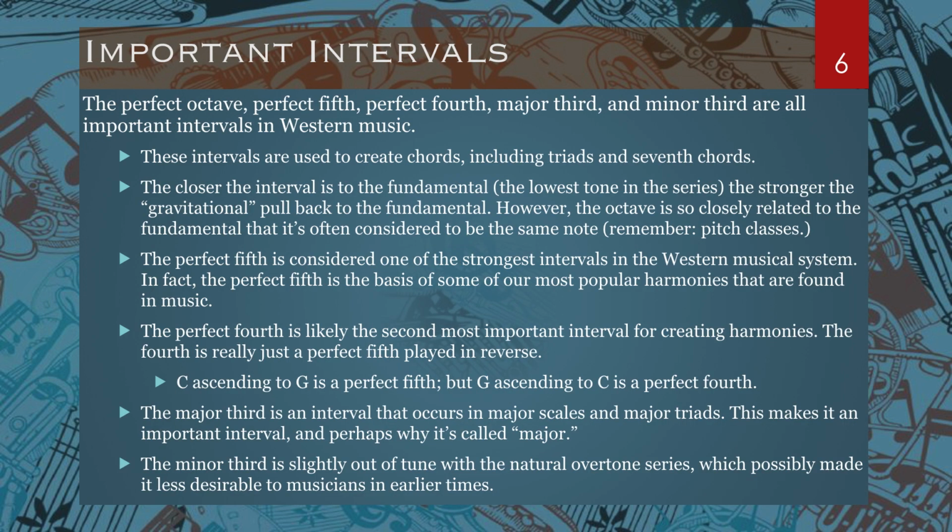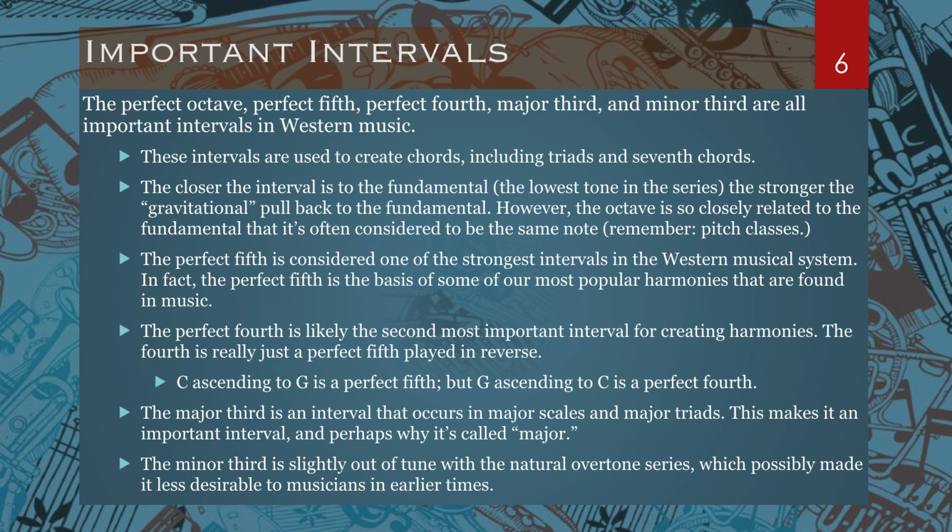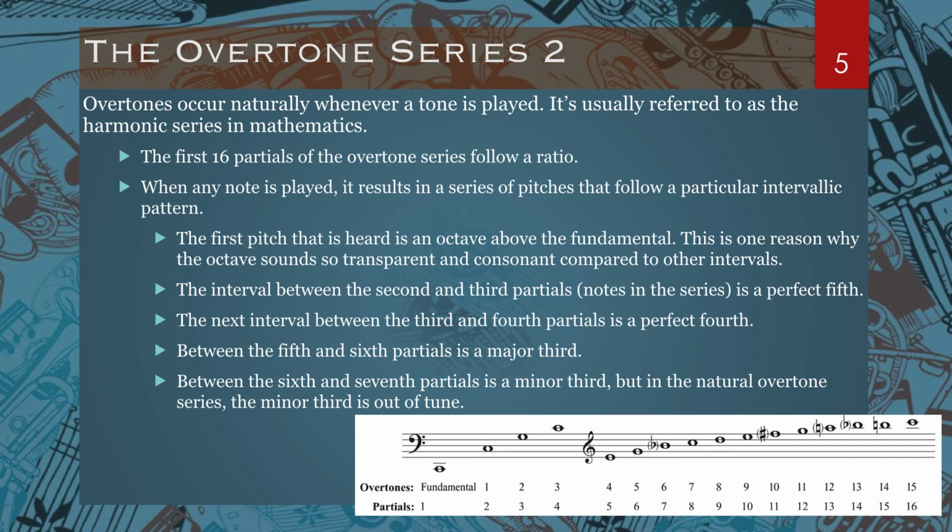The perfect octave, perfect fifth, perfect fourth, major third, and minor third are all important intervals in Western music. And that's really what I'm getting at here. Even if you don't understand how to calculate intervals yet, which you don't have to, I'm telling you that the Overtone series begins with these important intervals. There's 5 of them. So if we go back to this scale, the first interval we have is a perfect octave. I'm just telling you that right now. The next interval is a perfect fifth, then a perfect fourth, then a major third, then a minor third.